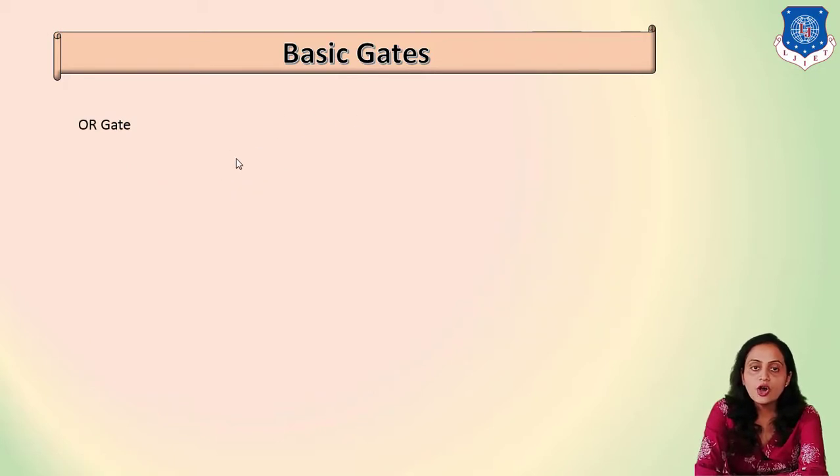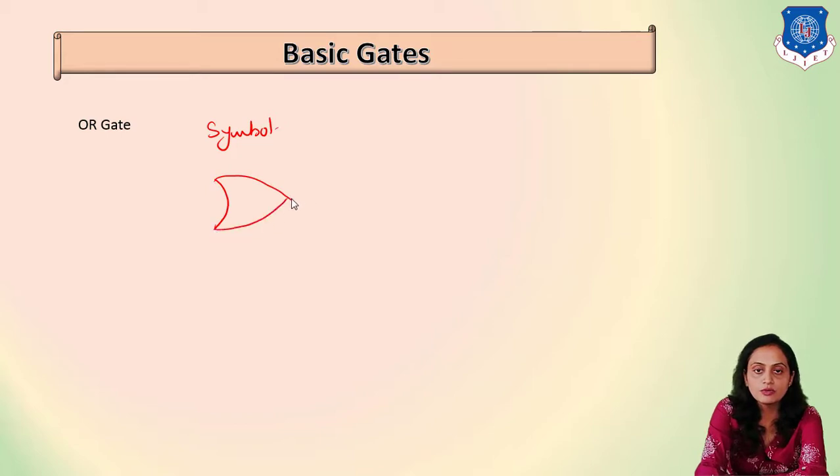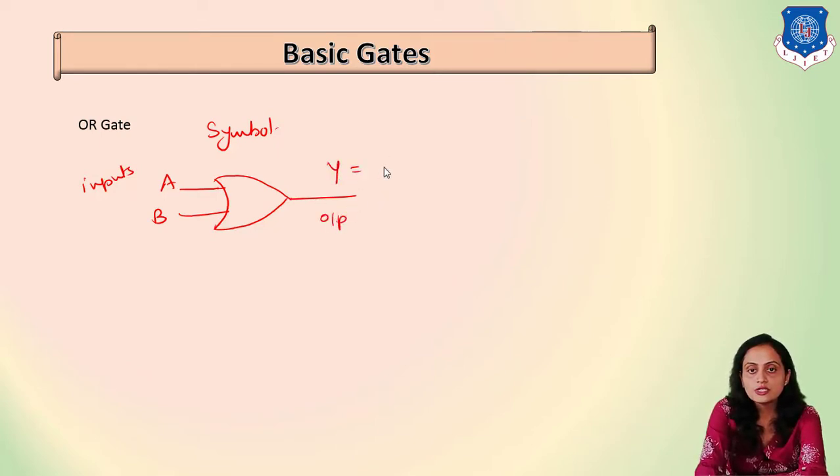Now we will see the OR gate. First, the symbol of the OR gate. The OR gate symbol is like this. This part has to be a curved one. And two inputs are connected, input A and B. And the output is Y. The output is shown with the OR operation, that is A plus B.